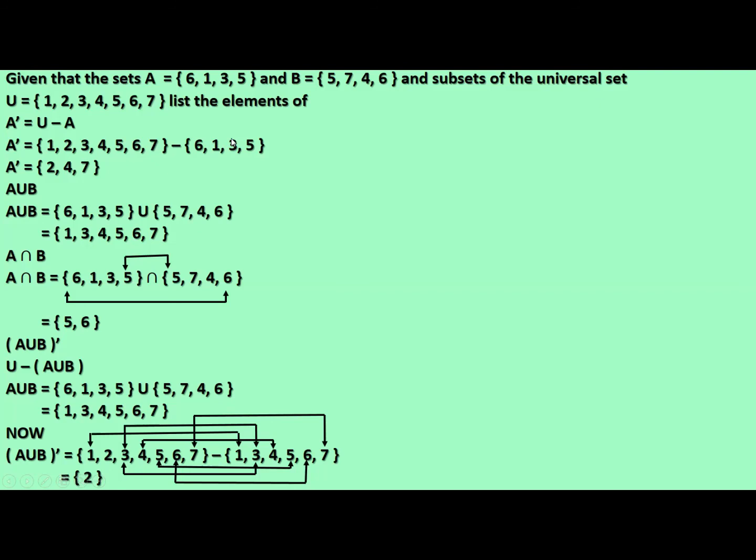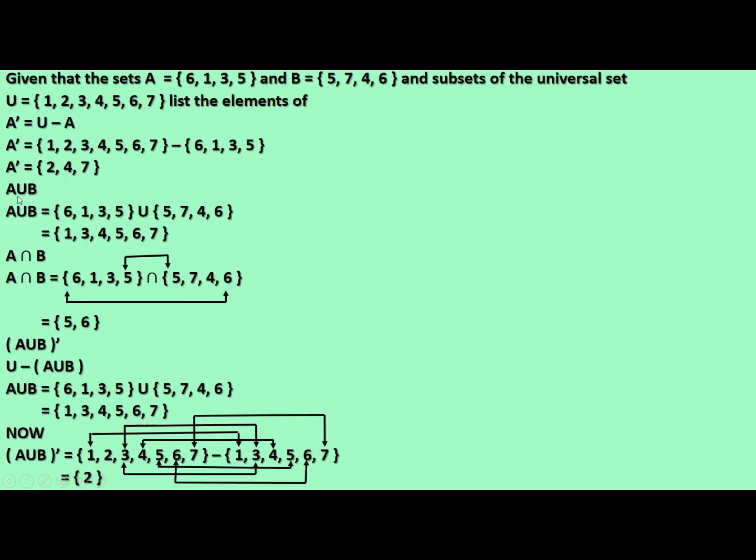3 we can find in set A, 4 we cannot find in set A, so we'll write 4 as an answer. 7 also we cannot find in set A, so 7 will be an answer. Again I am repeating, the set containing those elements that are in U but not in set A.